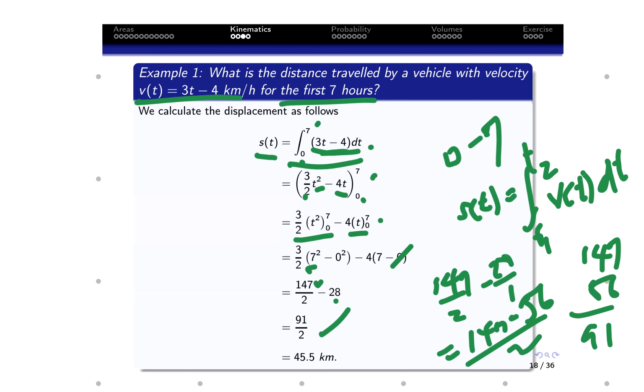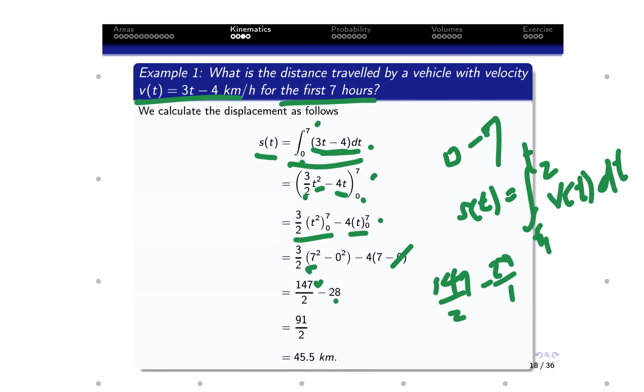So it means that within the first 7 hours, a vehicle traveling at this speed would have covered 45.5 kilometers. All right. So that is how to get displacement if you're given velocity. Okay, so let's see the next example.